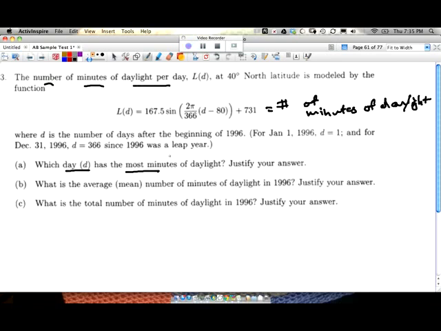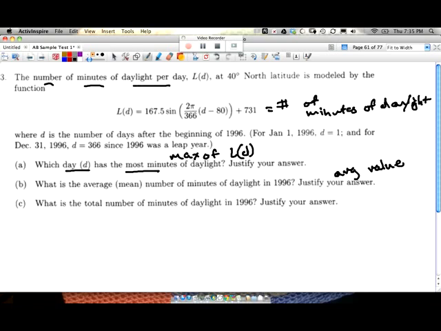Okay, so what has the most? That's like the max of L of D. So that's what we're going to do for that one. What is the average number of minutes of daylight? Okay, average, that's the average value. We're going to calculate that in there as well.